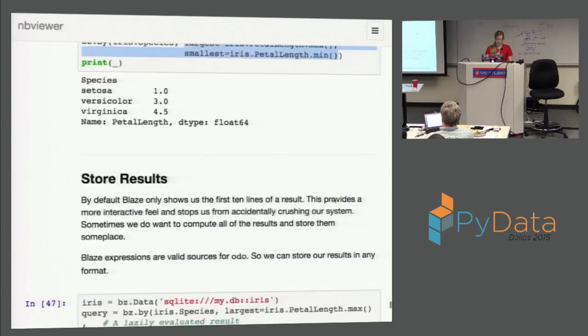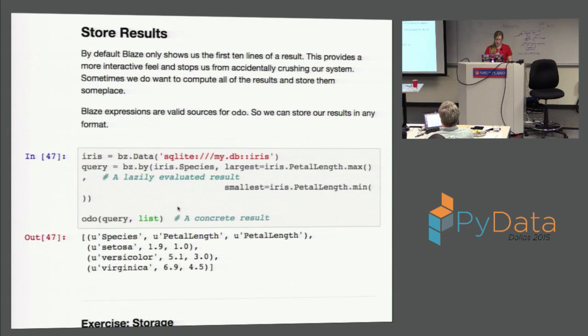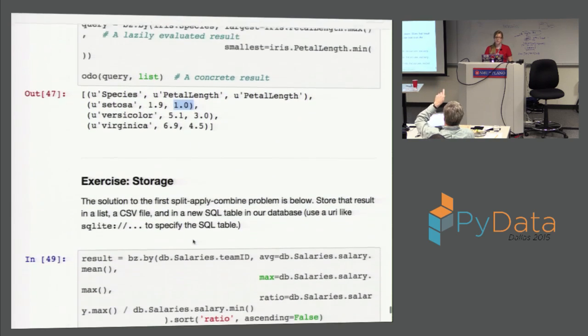I don't know if I ran that one. Then from this query, like we've seen here, you want to save the result into a list, and we can see that they have species, petal length, and then one is the largest, and the other one's the minimum.